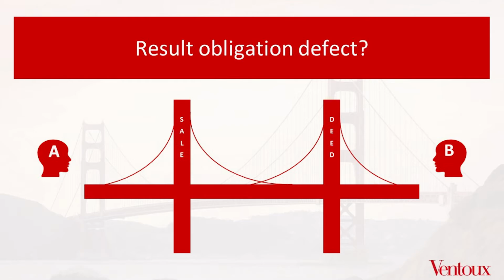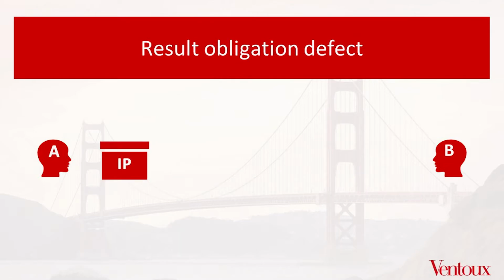What is the result of an obligation defect? Simply that the transfer has not taken place. The seller has remained the owner even though the purchase price may have been paid or the deed of transfer has been signed and may even have been registered in the patent or trademark register. The buyer is then left empty-handed and must see to recover the purchase price.